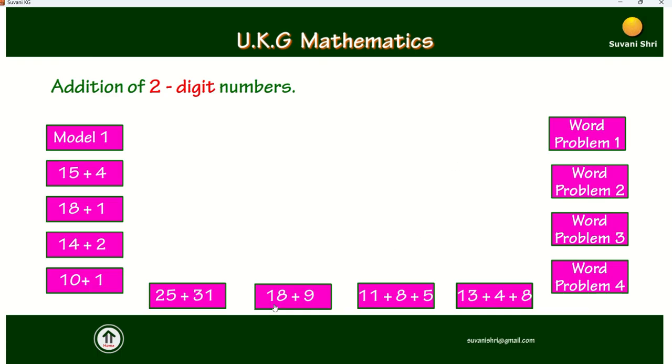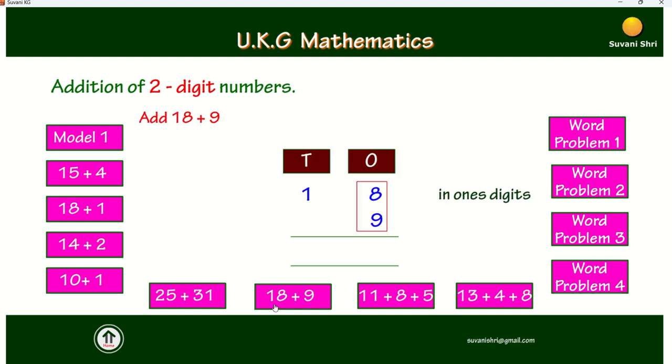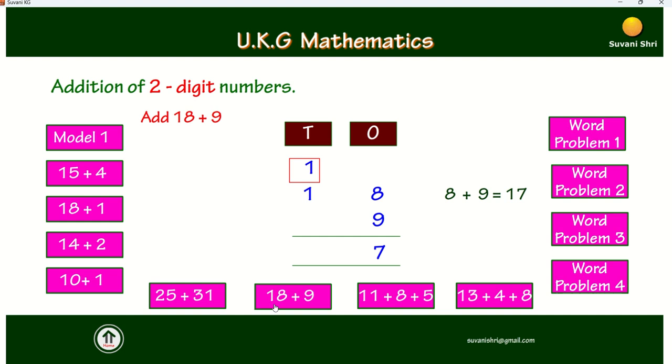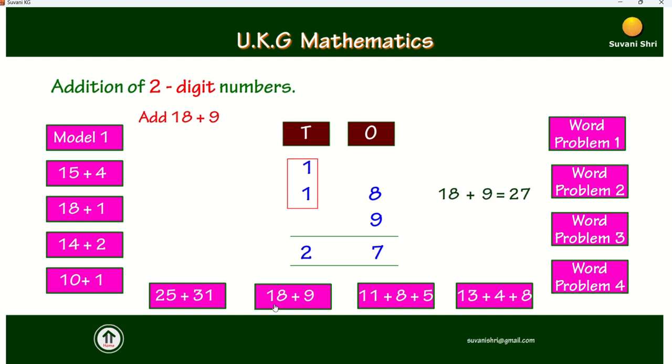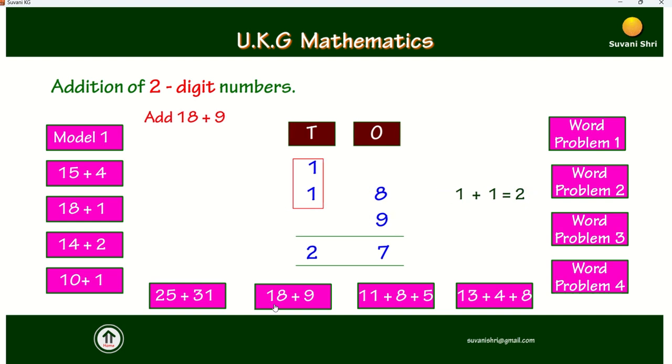Addition of two-digit numbers. Add 8 and 9 in one's digit. We get 17. Write 7 in one's digit. Remaining 1 in tens digit. Already we have one number, that is 1. 1 and 1 is 2. We get 27.